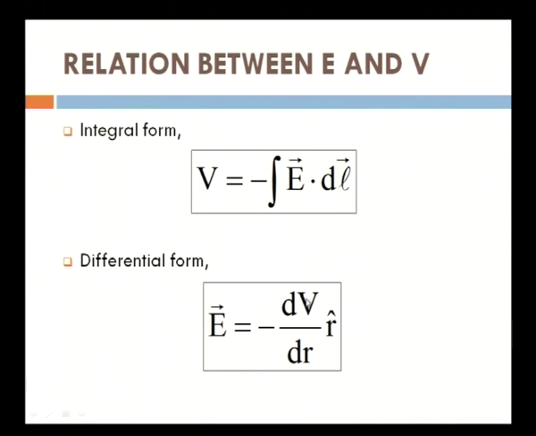The same expression can be represented in the differential form. When we differentiate it on both sides, we end up getting this expression. Here the r cap is representing the unit vector. We will see why we need to use this r cap here. It has got a significance. We will see it in the course of the lecture. So, these two expressions we are supposed to remember as the relation between the electric field and potential.